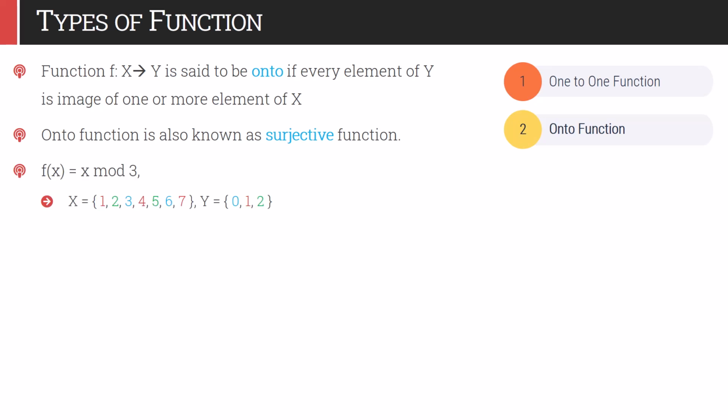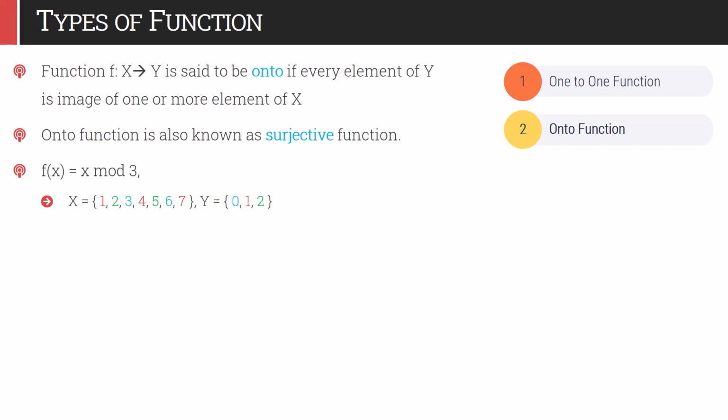Consider the function f(x) equal to x mod 3. And if we take x equal to 1 to 7, then the mod 3 would be either 0 or 1 or 2. Right? 1 mod 3 is 1, 2 mod 3 is 2, 3 mod 3 is 0, 4 mod 3 is 1, 5 mod 3 is 2, 6 mod 3 is 0, 7 mod 3 is again 1. So all the elements shown in red in x, their mod is 1. All the green elements shown in x, their mod is 2, and all the blue elements have mod 0.